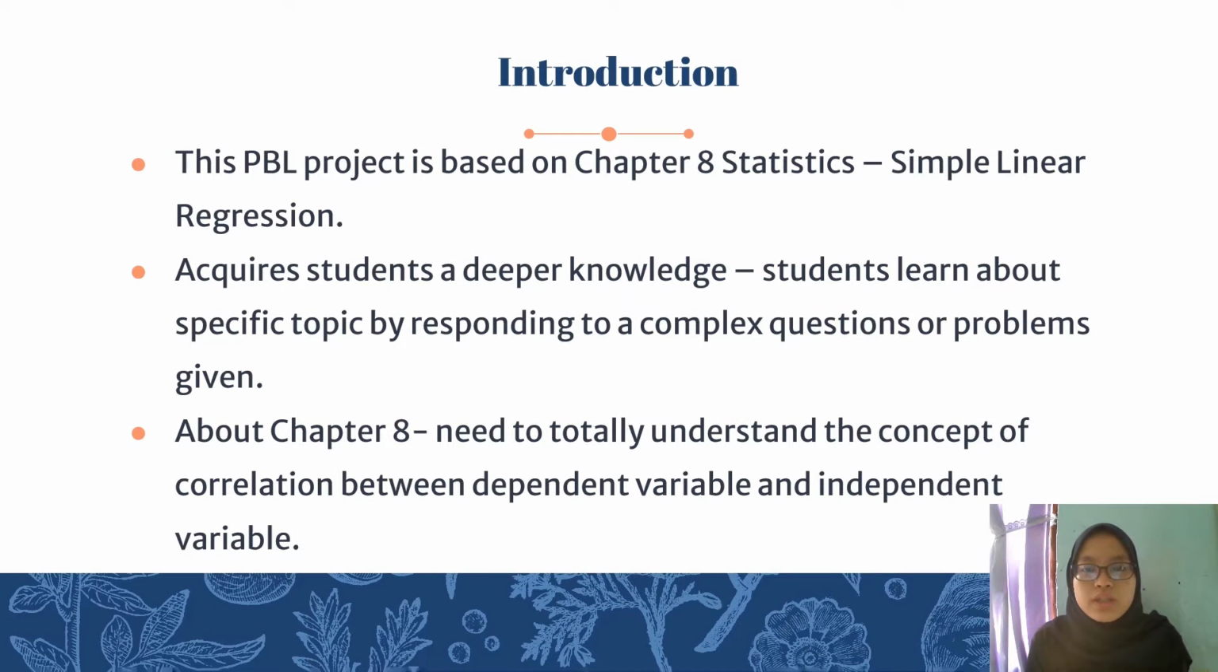Now, let's move to the introduction. What is this PBL project all about? This PBL project is based on Chapter 8 Statistic, Simple Linear Regression. In this PBL project, students acquire deeper knowledge where they learn about a specific topic by responding to a complex question or problems given in the instruction. The whole point of Chapter 8 is that students need to totally understand the concept of correlation between dependent variable and independent variable.